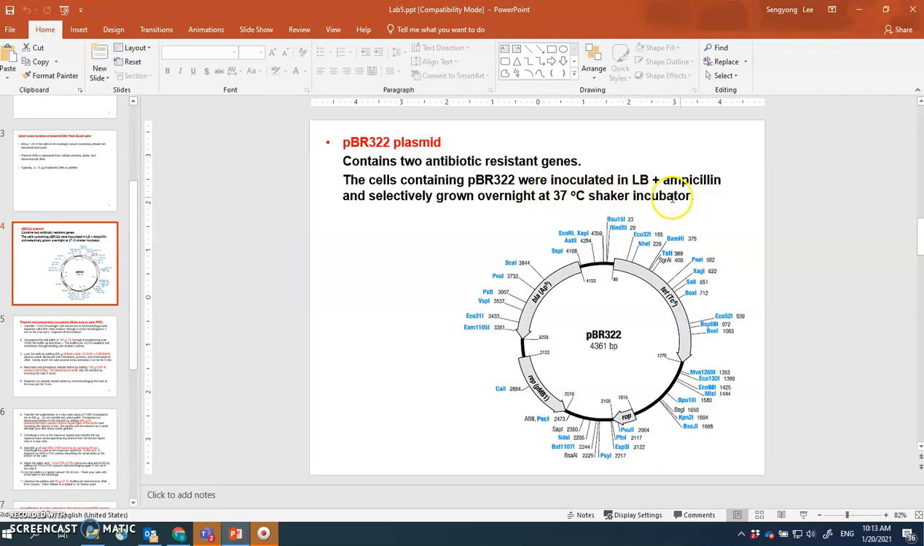And why do you have to shake? You normally grow E. coli cells in the shaker incubator. By shaking, you can disturb the cells, so cells can be continuously suspended. Suspended means what? They are floating in the liquid. If you don't shake, what's going to happen is cells will settle down at the bottom. Then what's wrong with that?